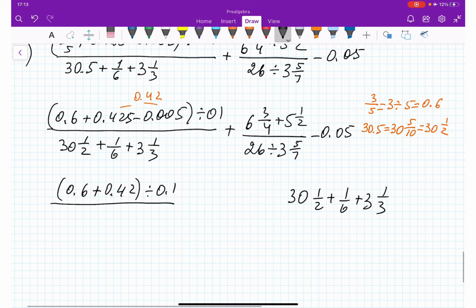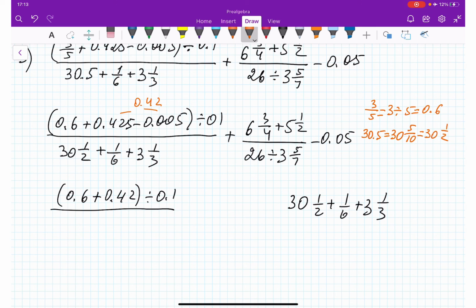So the denominator is 6, right? We can divide them by 2 and by 3. So to get 6, 2 multiplied by 3 is 6. I don't need to touch the 6 because we have 6 here. Multiplying by 2, I'm getting 30 and 3 over 6 plus 1/6 and plus 3 and 2 over 6. So what do I get?